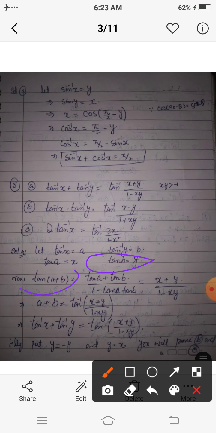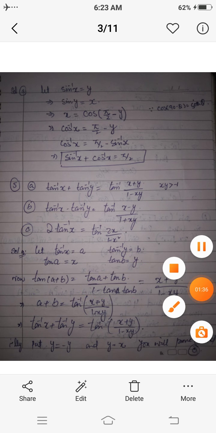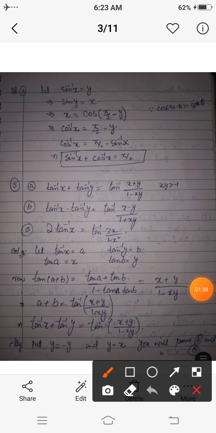Now you know that tan of (a plus b) is (tan a plus tan b) upon (1 minus tan a tan b). Here tan a is x, tan b is y, so we get 1 minus xy. Which implies that tan of (a plus b) is (x plus y) upon (1 minus xy), or a plus b is tan inverse of (x plus y) upon (1 minus xy).